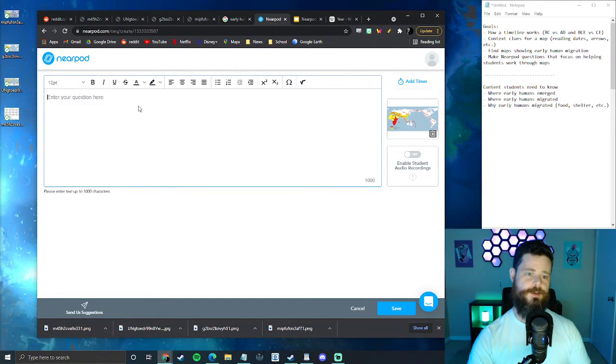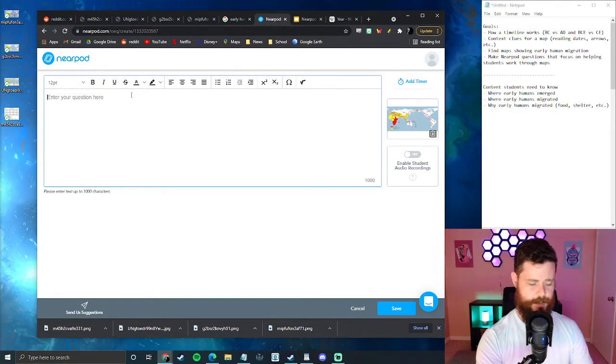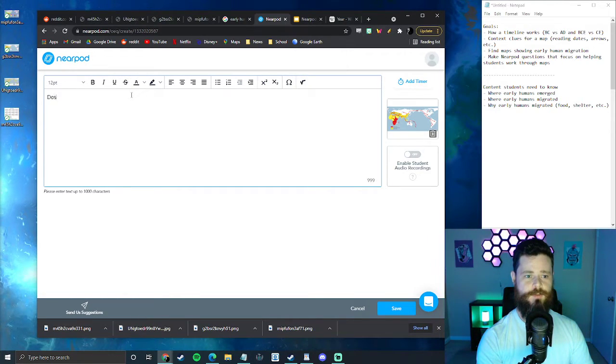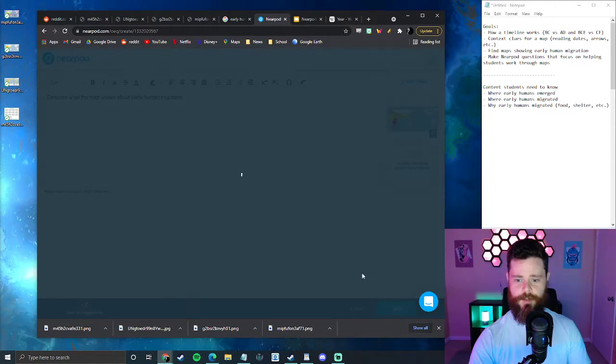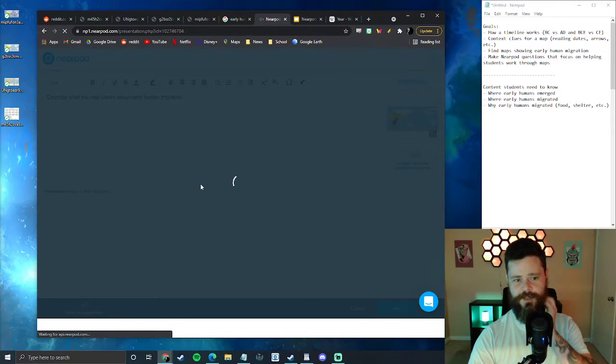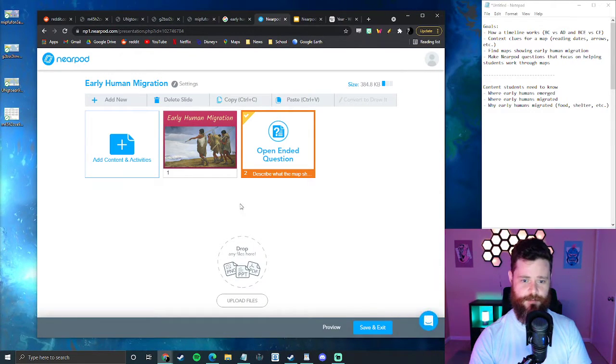So an open-ended question, maybe: describe what you see about early human migration. Maybe not what you see. Describe what the map shows about early human migration. That way it leaves it pretty open-ended and up to them to give their own reflection on what they notice.